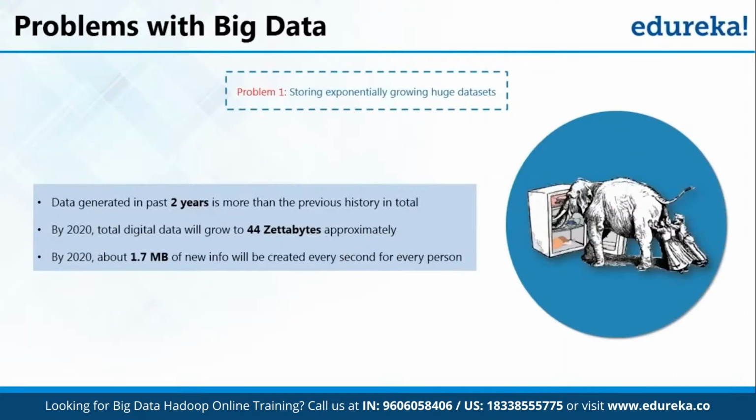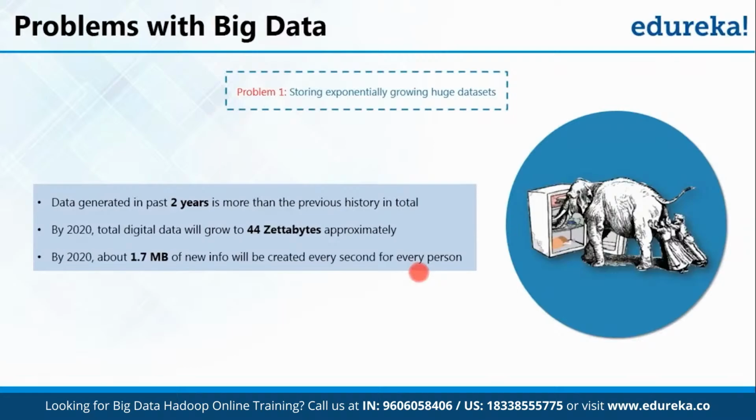So the first problem is storing a colossal amount of data. Let's discuss a few stats that are there in front of your screen. Data generated in the past 2 years is more than the previous history in total. So guys, what are we doing? Stop generating so much data. And it is said that by 2020, total digital data will grow to approximately 44 zettabytes. And there's one more stat that amazes me: about 1.7 MB of new information will be created every second for every person by 2020.